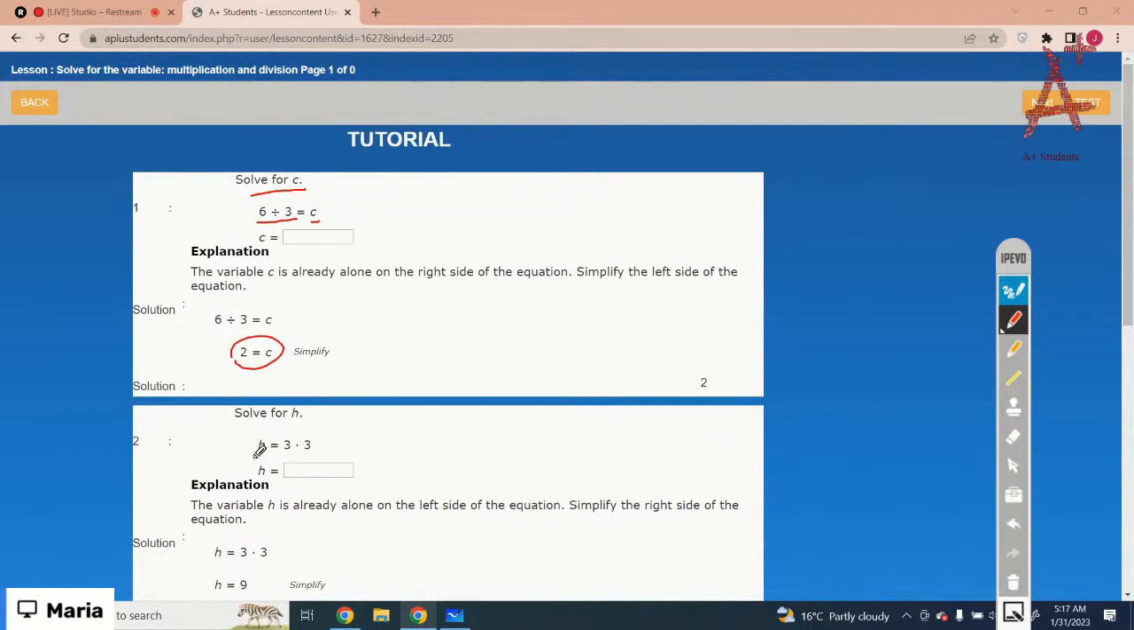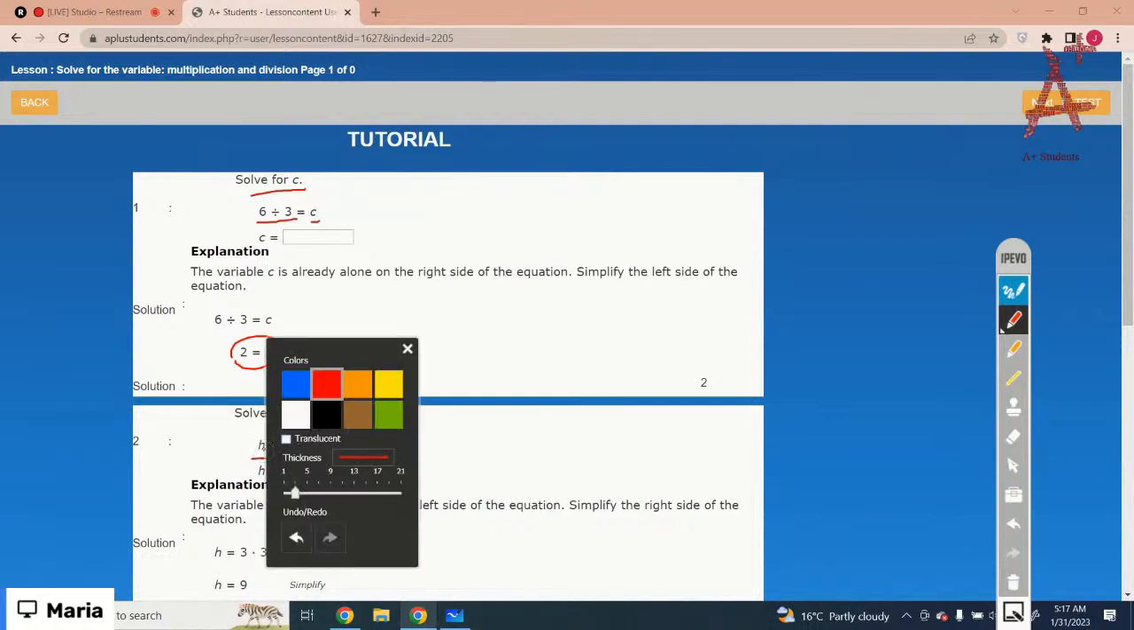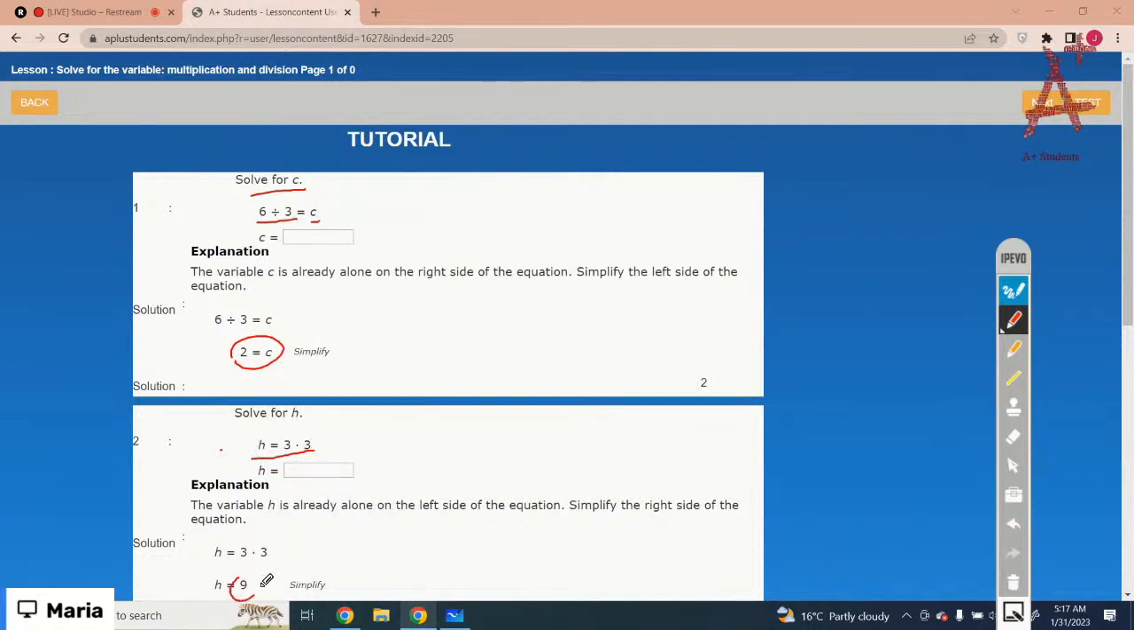Got it? Okay, just look at this one. H equals 3 times 3. H is already alone on the left side. Just do 3 times 3. 3 times 3 makes 9. So the correct option is 9. Got it? Okay, let's just start with the practice questions.